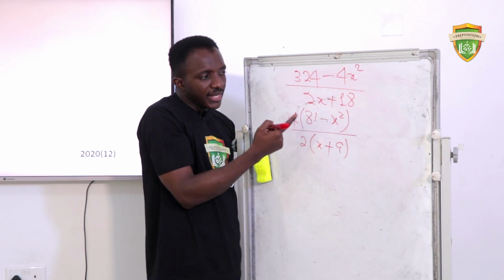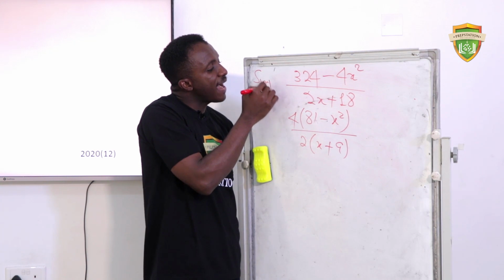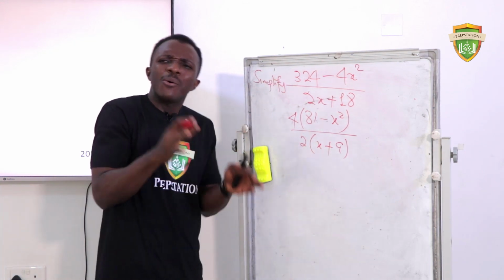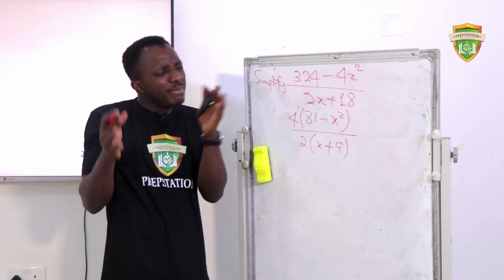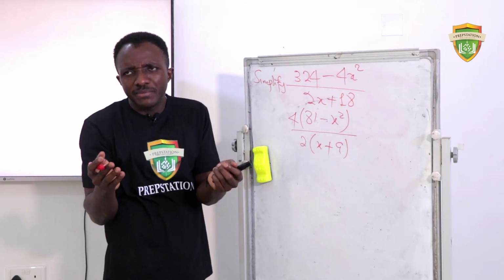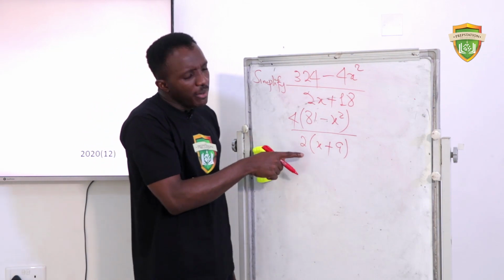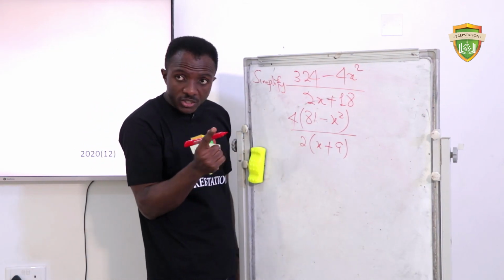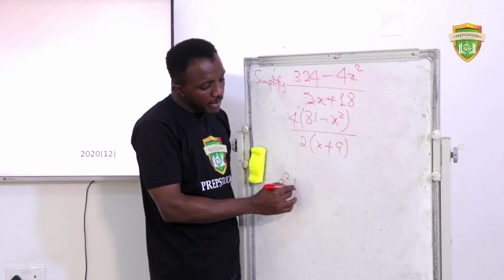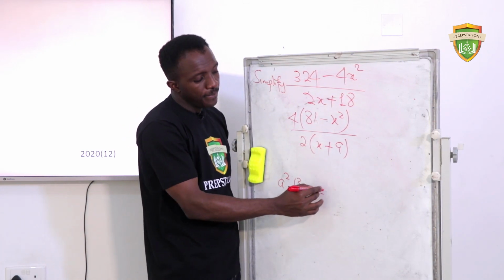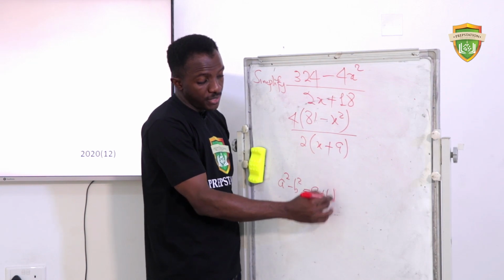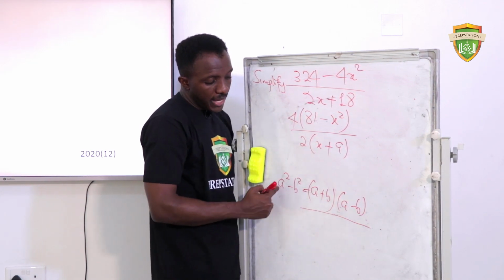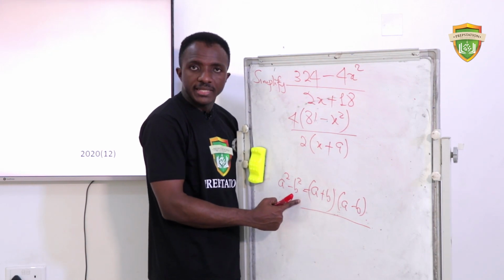Now, look at this. The question is simplify. So when you're given a question simplify, you try to look for ways to make this thing very simple. That's just what it means to simplify. So here we go. Now, difference of two squares: a squared minus b squared is simply the product of a plus b and a minus b.